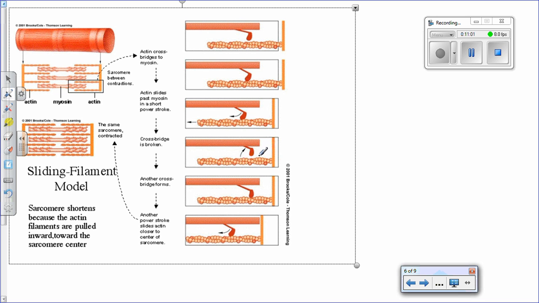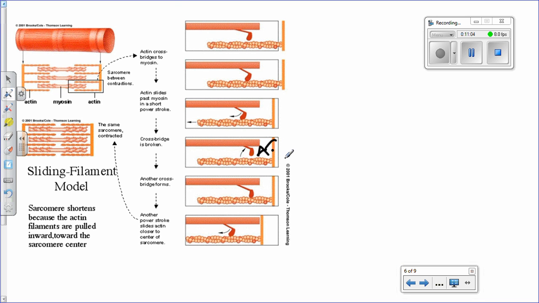What's not shown here is that ATP is required for that release. So if ATP is not available to allow for the release, the muscles actually stay in a fixed position, which we'll talk about that symptom as well. So ATP is required for this process. It's just not showing here. You have to understand how this cross bridging and this linking and power stroke works.